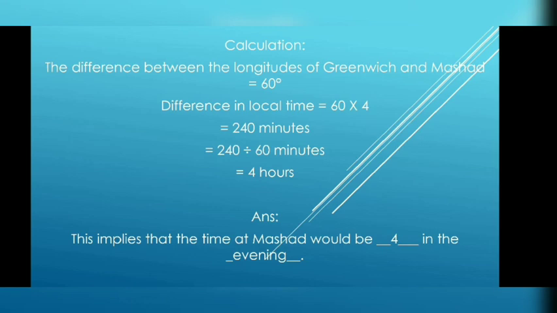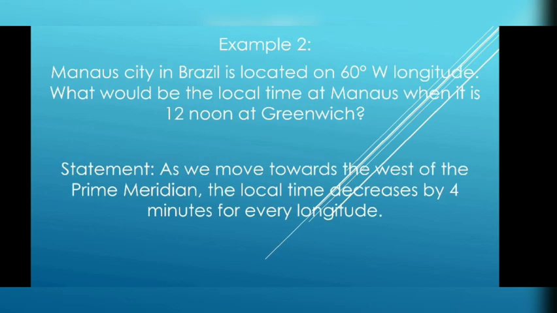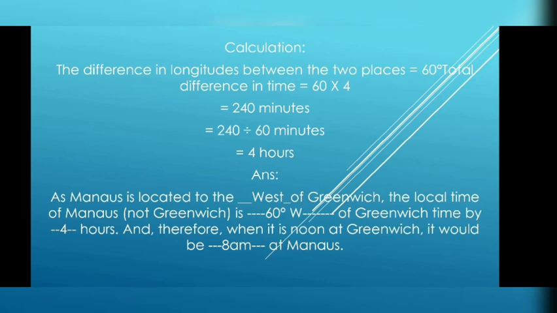Let us move on to the second example. 240 divided by 60 minutes is 4 hours. So the answer is, as Manaus is located to the west of Greenwich, the local time of Manaus is behind Greenwich time by 4 hours. And therefore, when it is noon at Greenwich, it would be 8 a.m. at Manaus.